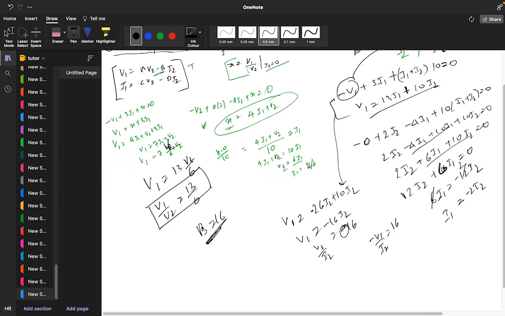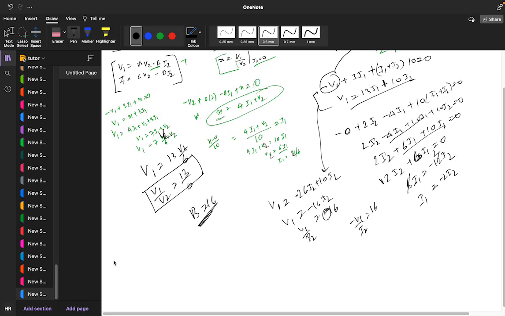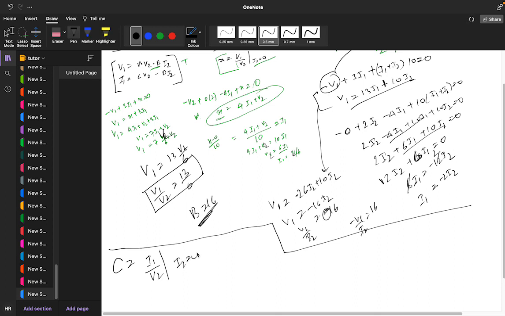So in the same way, we need to find the value of C. So what is C? C is I1 upon V2 while making I2 equal to 0.